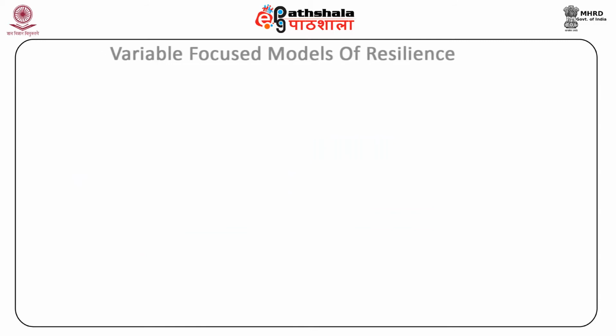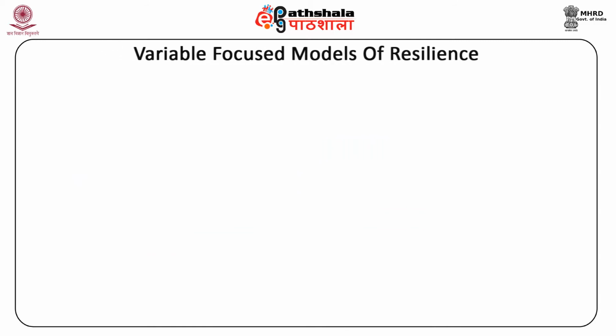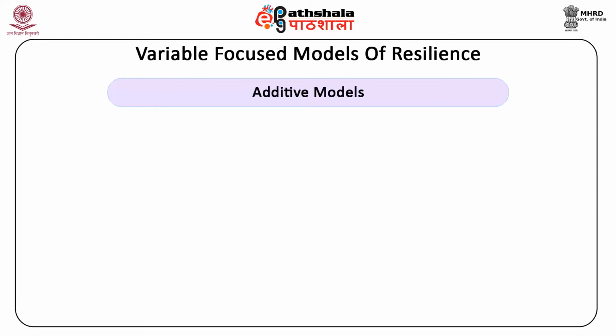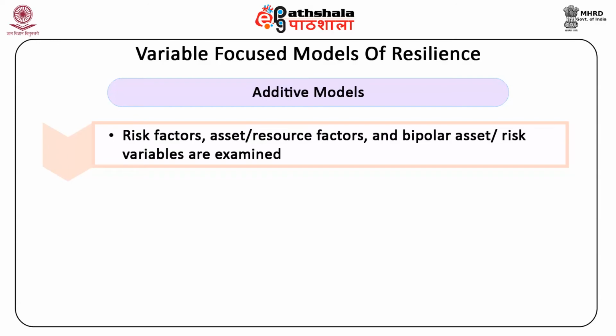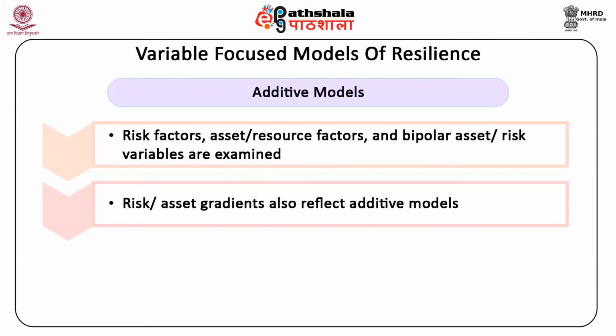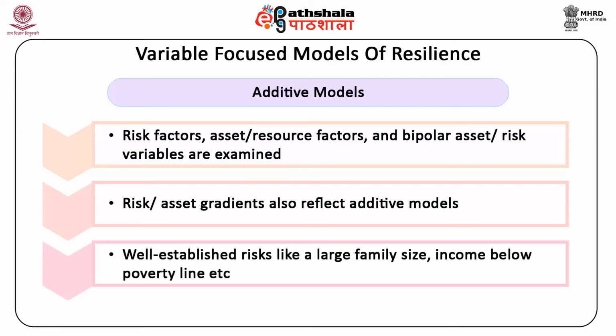Variable-focused models of resilience. Several variable-focused models of resilience are additive models, interactive models, and indirect models. Additive models. In the simplest model, the additive effects of risk factors, asset or resource factors, and bipolar asset-risk factors are examined in relation to a positive outcome. Risk or asset gradients also reflect additive models of this kind. Risk factors in such models often include well-established risks like a large family size, income below the poverty line, etc.